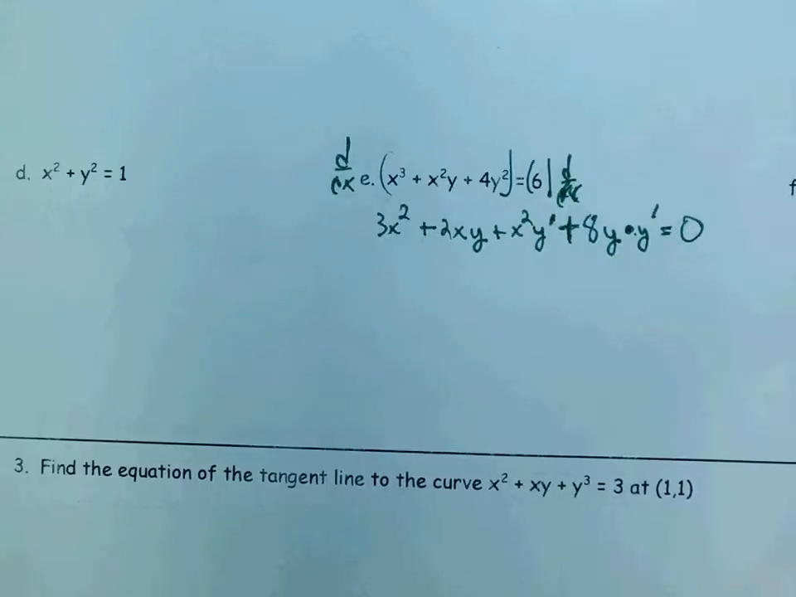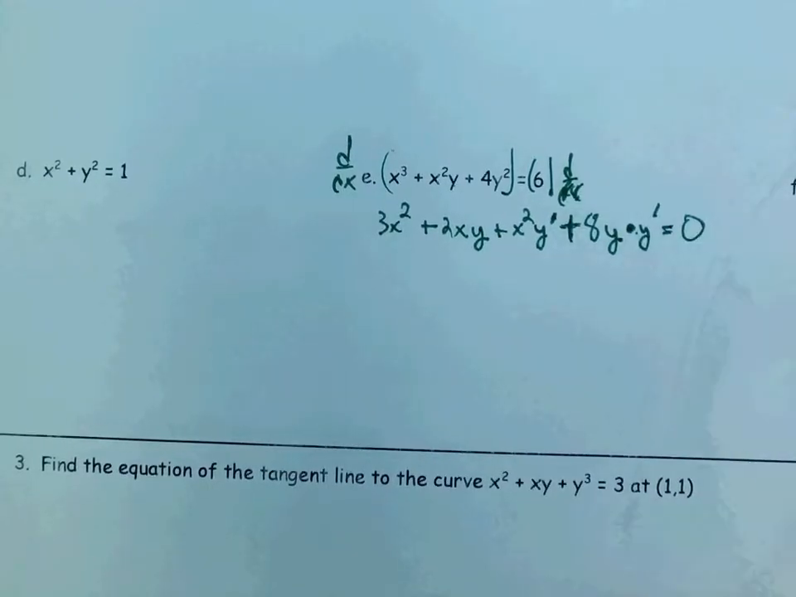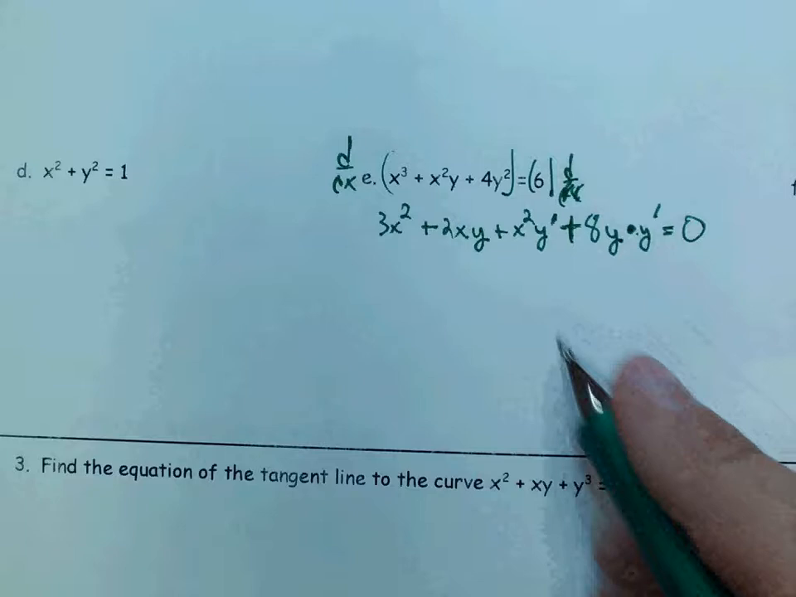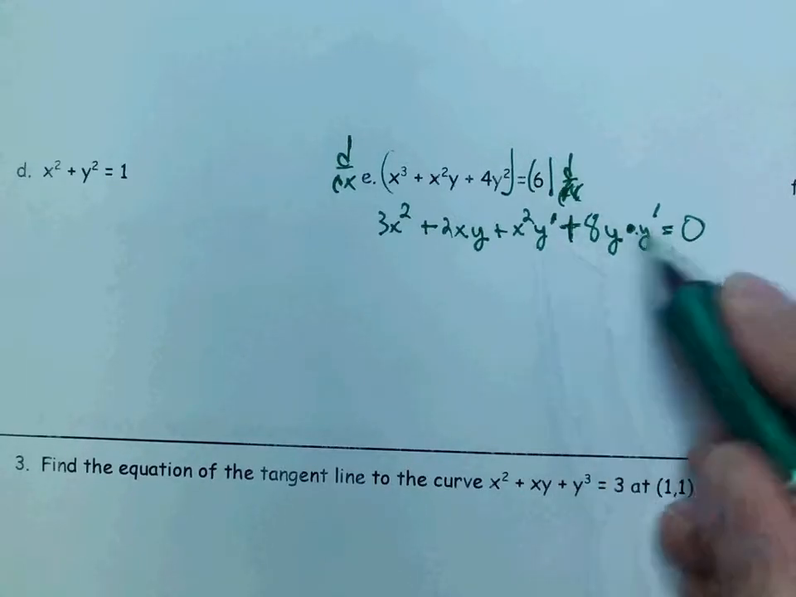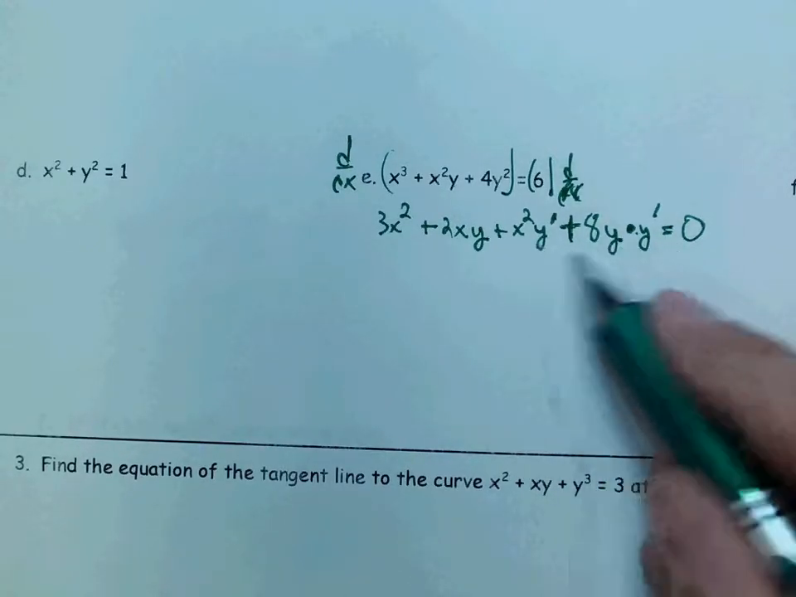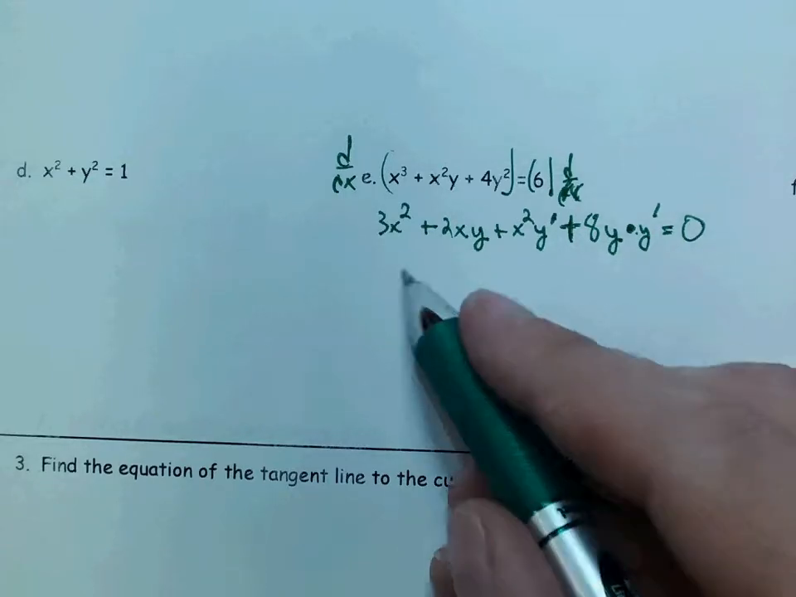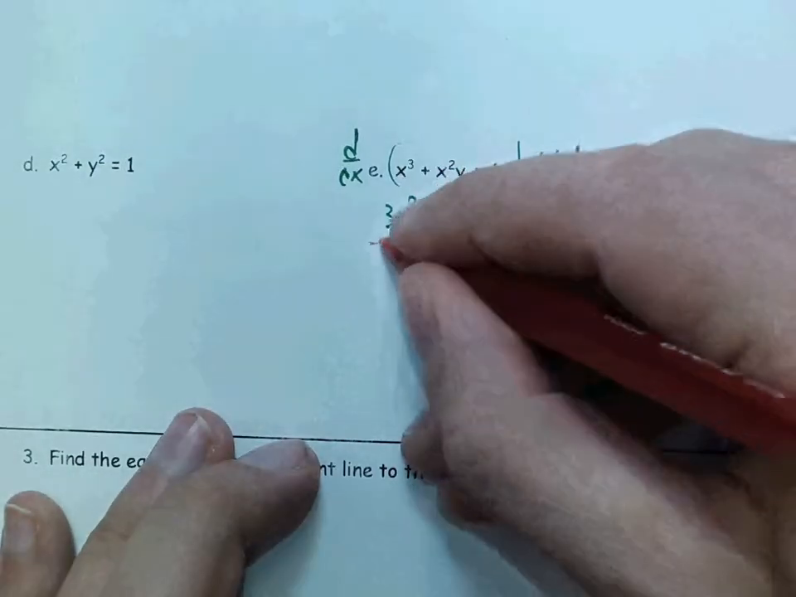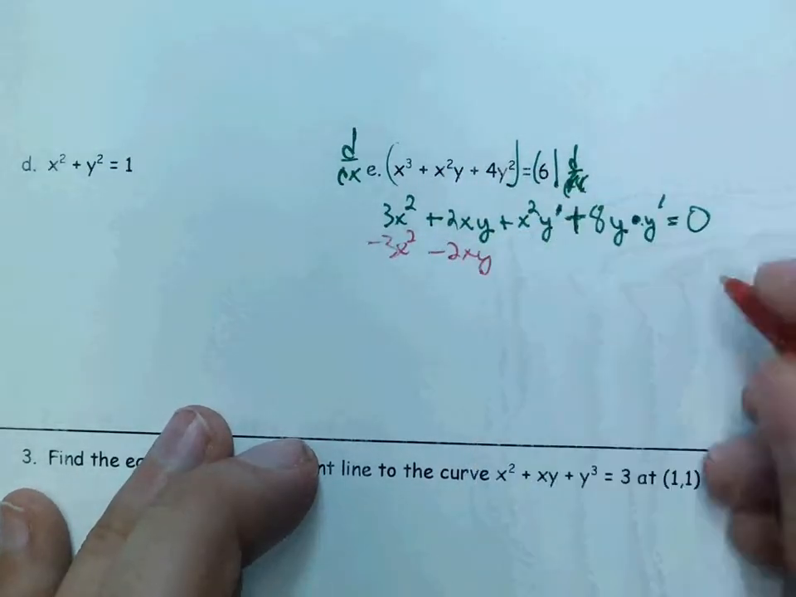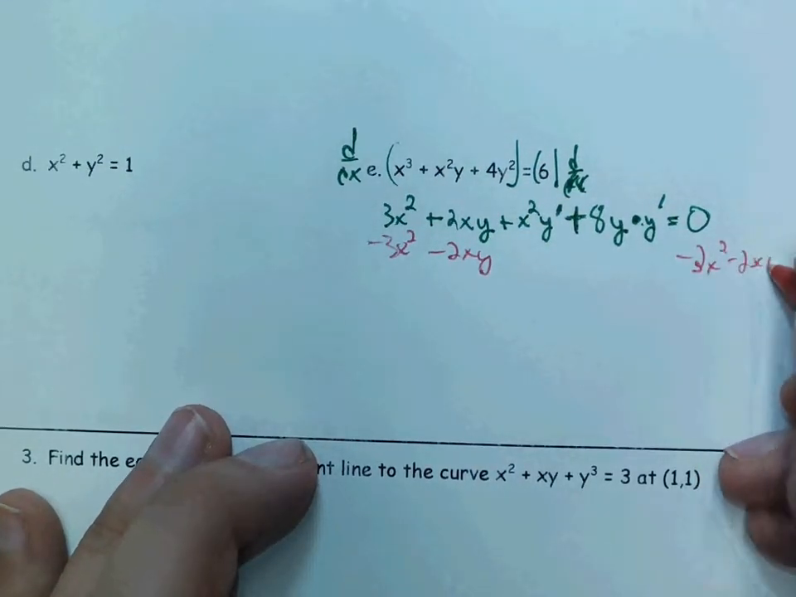I will tell you, this is like the number one mistake I see kids make, is that they forget to take the derivative of the right side. What we're going to do next is we're going to isolate y prime. We're going to get all the y primes on the left side and all the non-y primes on the right side. So I'm going to subtract 3x squared and 2xy on both sides.